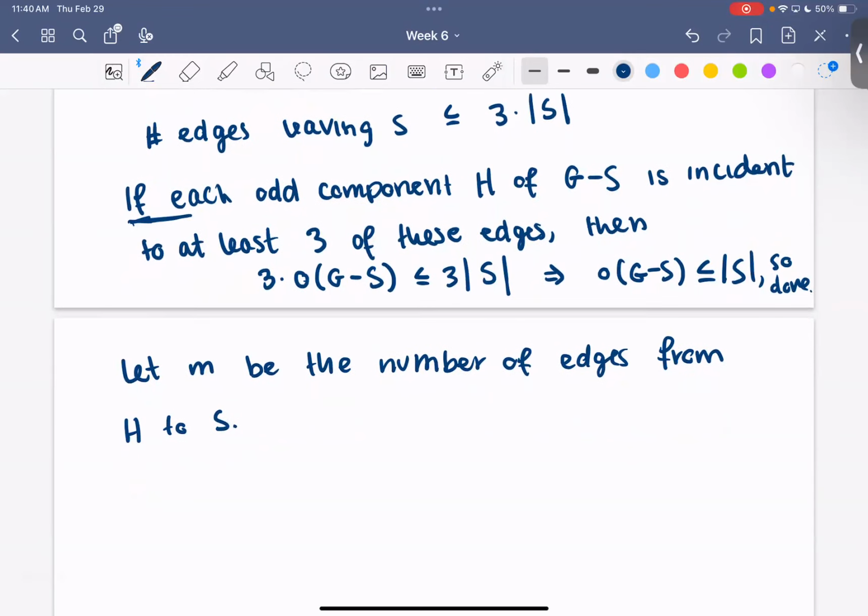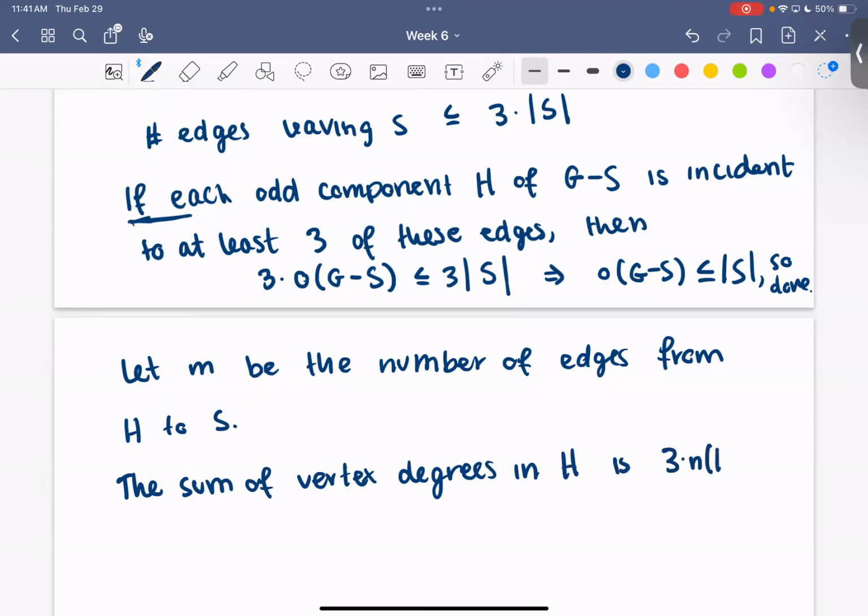Okay, then the sum of the vertex degrees in H, so the whole graph is 3-regular, so the number of edges incident to vertices in H would be 3 times the number of vertices in H, but then some of the edges are going to S. So the sum of vertex degrees in H is going to be 3 times the number of vertices in H minus this number M.